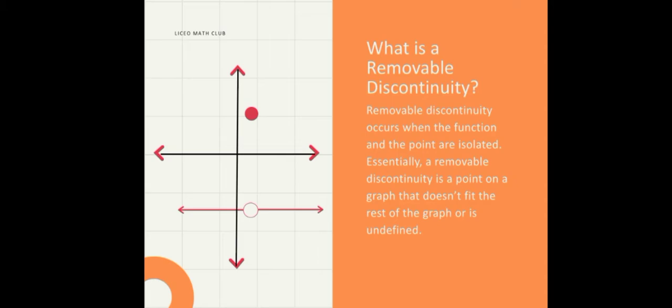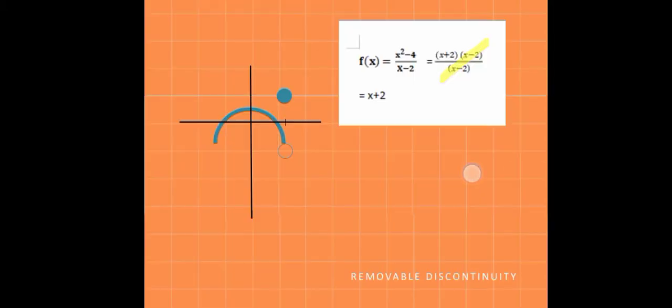So what is a removable discontinuity? A removable discontinuity occurs when the function and the point are isolated. Essentially, a removable discontinuity is a point on a graph that doesn't fit the rest of the graph or is undefined. In the illustration given, these lines are supposed to be connected, but they're both discontinued because of this circle that is unshaded. As we observe in the graph, aside from the circle that is unshaded, there is also a circle that is shaded, aligned to the circle that is not.